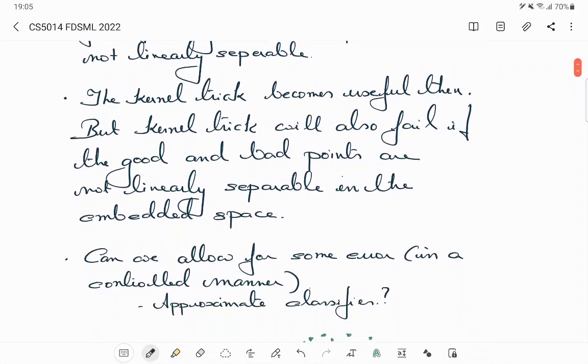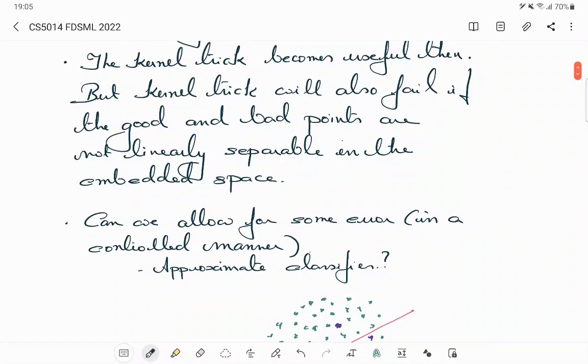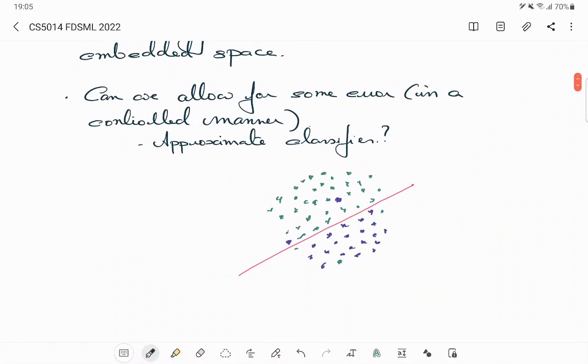And hence we ask the question: can we allow for some error in a controlled manner? How controlled, we will make precise, and ask for approximate classifiers. Maybe this picture will help you get a feel of what we are talking about. Most of the green points are on the top of the line. Most of the blue points are below the line, but there are a few misclassified points like this. You can see some blue points and some green points are misclassified. This is the kind of separator that we are looking for.